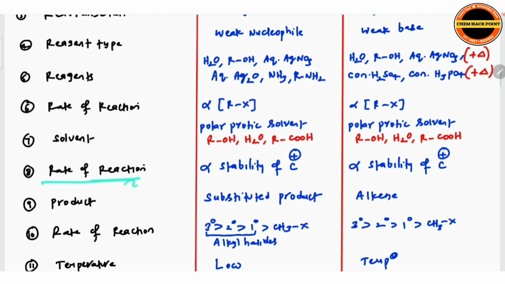Rate of reaction is directly proportional to stability of carbocation. Here also stability of carbocation. Product is the substituted product here. Here it is alkene; you will get alkene as product in case of E1 reaction.